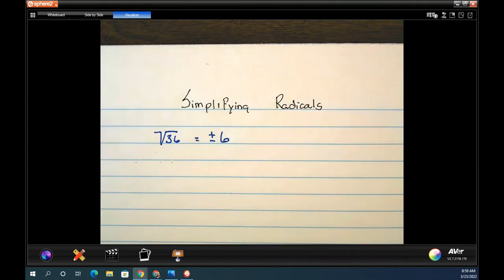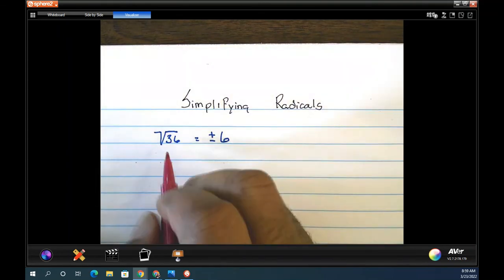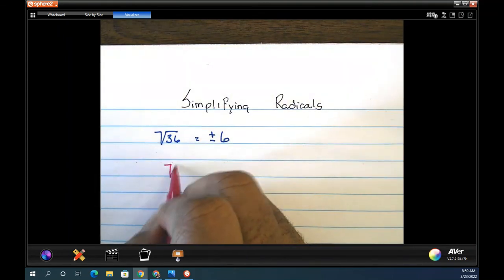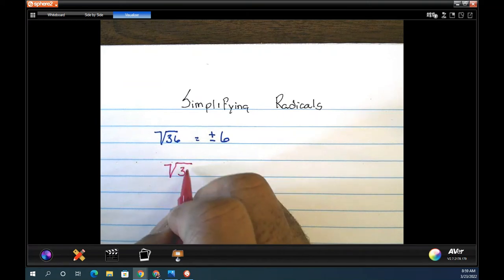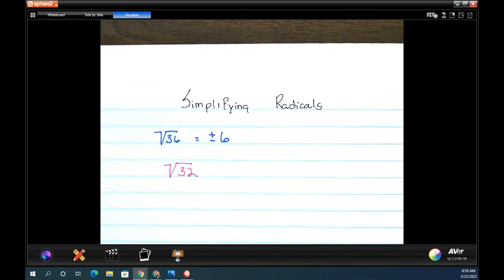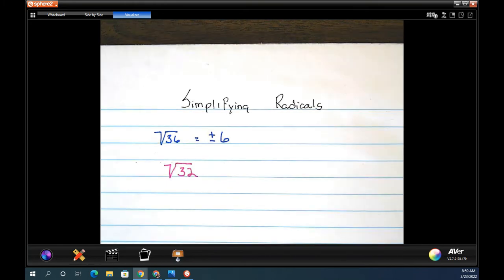Let's say you got one like this. The square root of 32. The square root of 32 is not a perfect square. So you have to break it down.